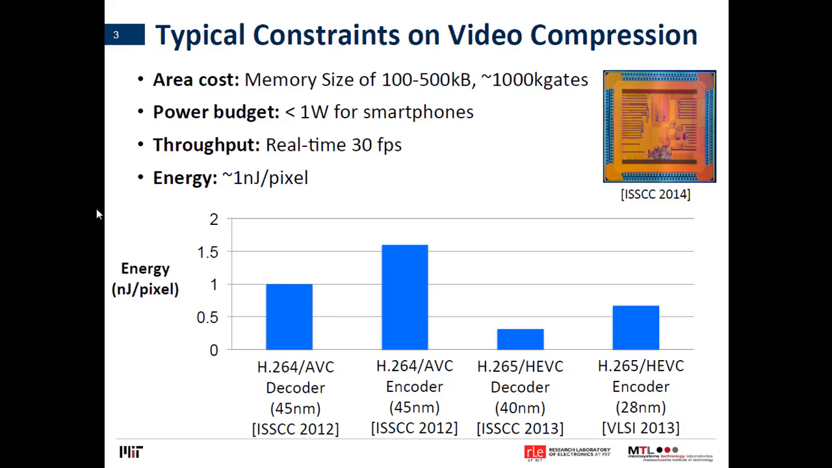First is the area cost, so that just the size of the chip really matters. So for example, in an ASIC, you might have only about 100 to 500 kilobytes of memory allowed on chip dedicated for this application, and you might have maybe 1,000 K gates. In addition, you have a very stringent power budget. So for example, in a smartphone, you have to operate below a watt. Often you have to do real-time throughput of 30 frames per second. And then if you work this out with HD, this ends up becoming about a nanojoule per pixel. And this is consistent across various publications, various standards, both encoder and decoder.